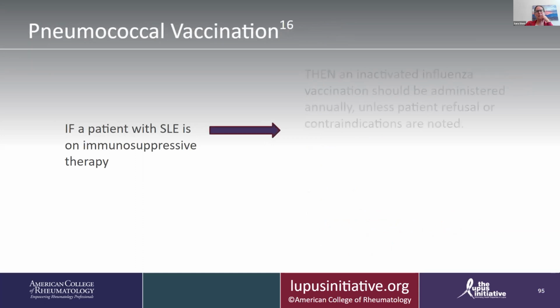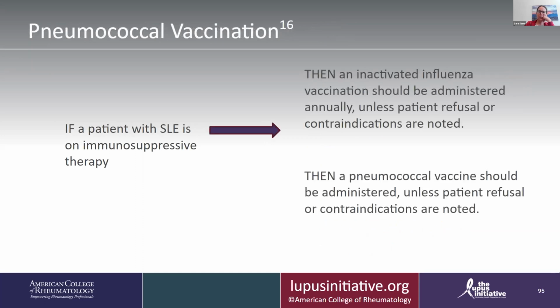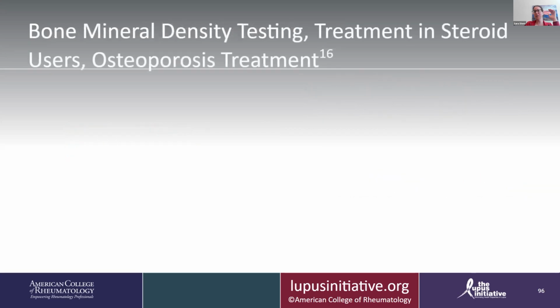So, pneumococcal vaccine, and the influenza vaccine, in general, they should have it. There's very few reasons not to. If they didn't, and the rheumatologist didn't recommend it, most of the time it's because we forgot to tell them or had too many other things to do.